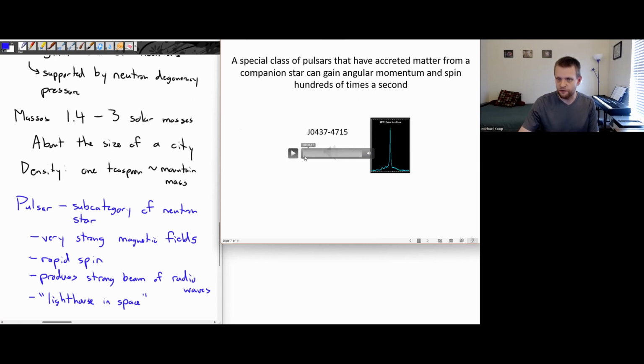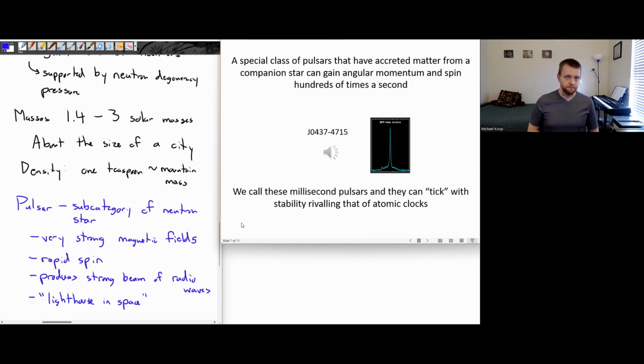So this is J0437, and this is what its pulsar signal sounds like. This thing is spinning so fast that you can't actually hear the individual pulses. It sounds like a tone. Again, this neutron star is something more massive than the sun, the size of the island of Manhattan, spinning faster than a blender.